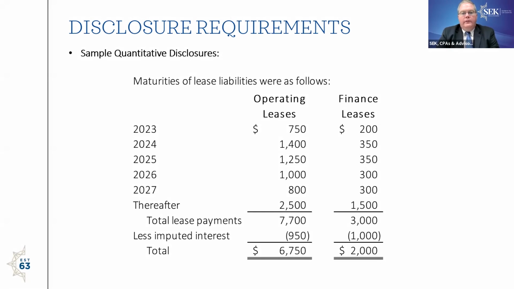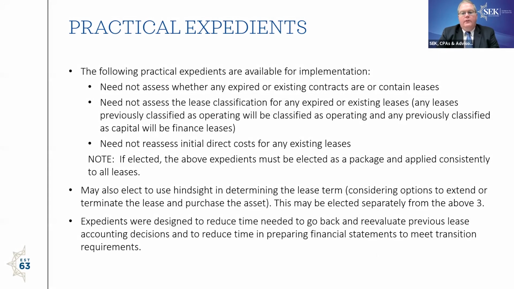The next one is maturity of lease liabilities. This is similar to what we have now, only you'll see it's broken out between finance and operating leases. You need to show the 5-year payments coming up, and then thereafter come down to the total lease payments. You subtract off your imputed interest, and then you come up to the amount which should agree to your balance sheet.